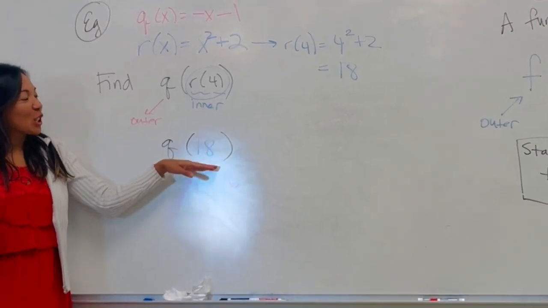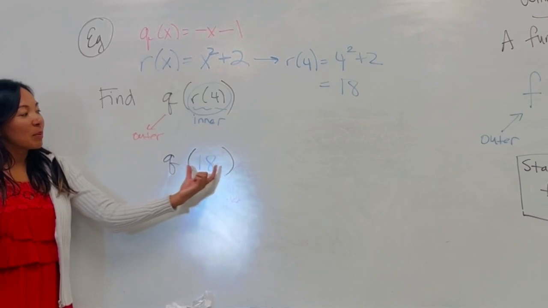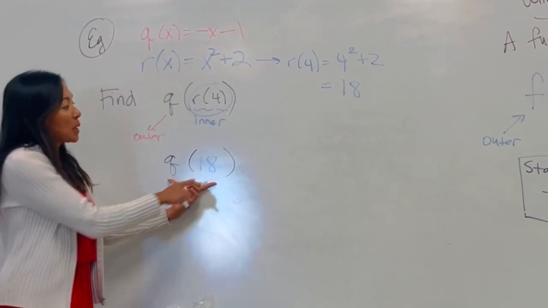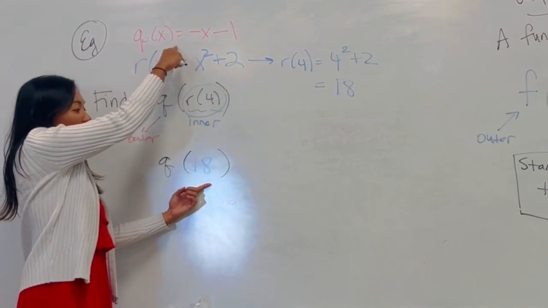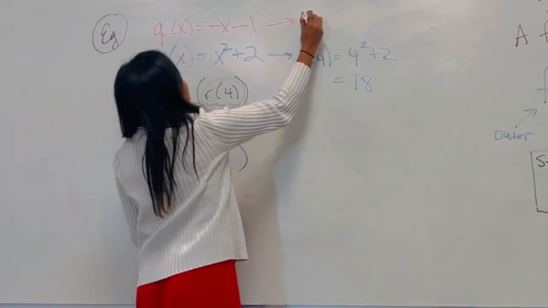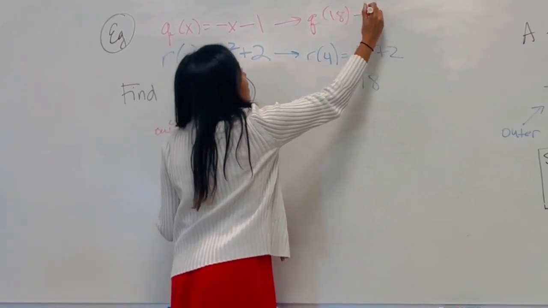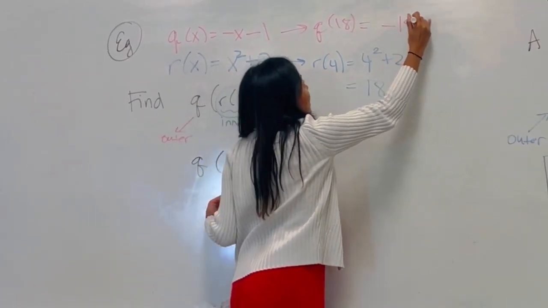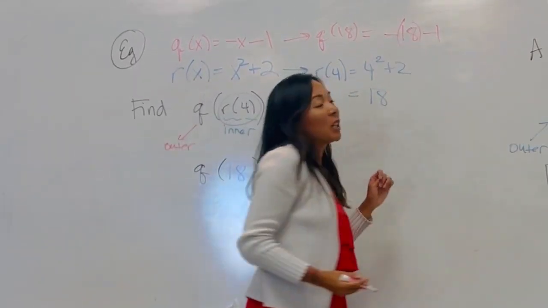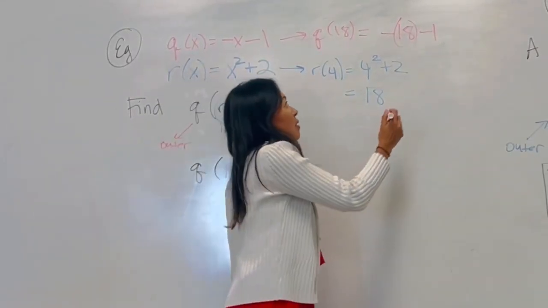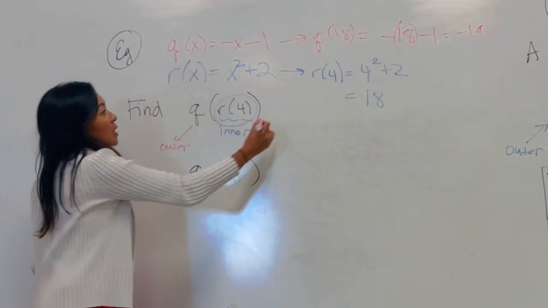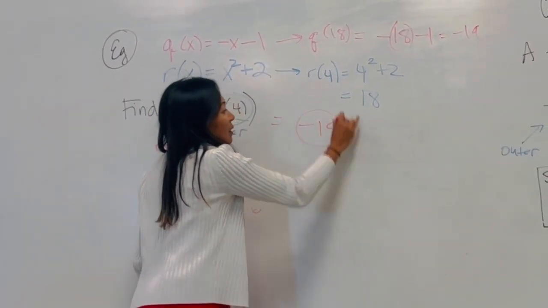Okay, so Q of 18. Now the 18 is given to the mother function, or the outer function. You put the 18 inside the mother function. What do you get when you plug the 18 in? Negative, parentheses, minus 1. Negative 18 minus 1. You could put parentheses around negative 18, minus 1. What do we get as a result? Negative 19. So for this composite function, the answer is negative 19.